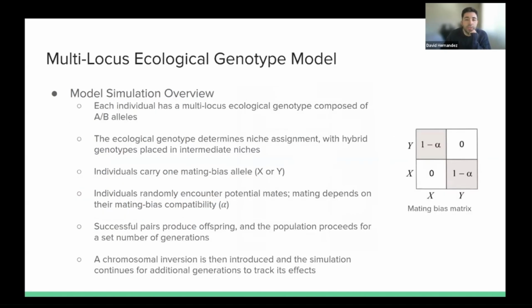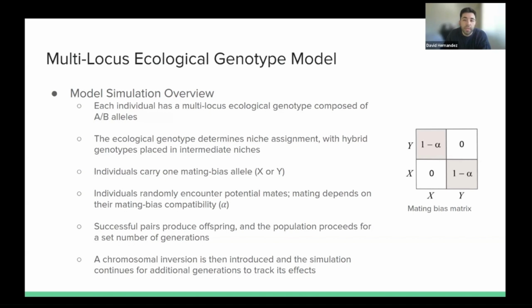Okay, so I'll go ahead and start with the ecological model. The way the simulation works is each individual will have multiple locus ecological genotypes, and they'll have either an A or a B allele. The ecological genotype will determine which niche each individual is assigned to. The individuals in the ecological model carry 1 mating bias allele, either an X or a Y value. And then the mating success is determined by the mating bias allele.